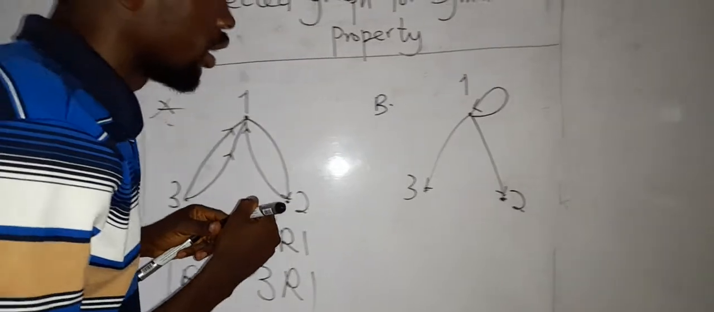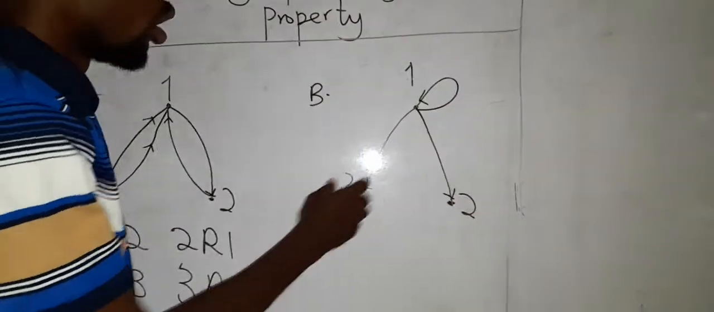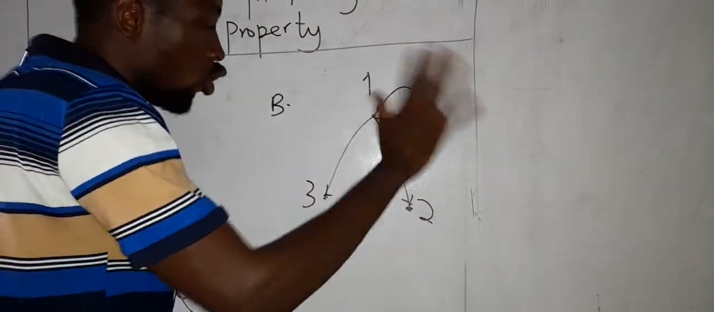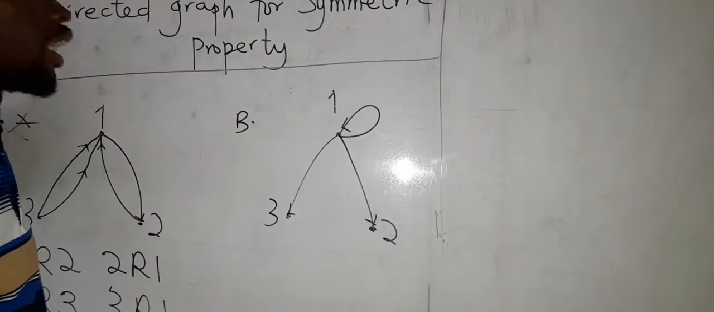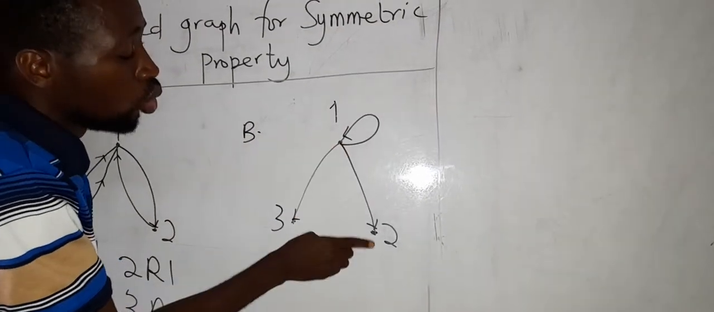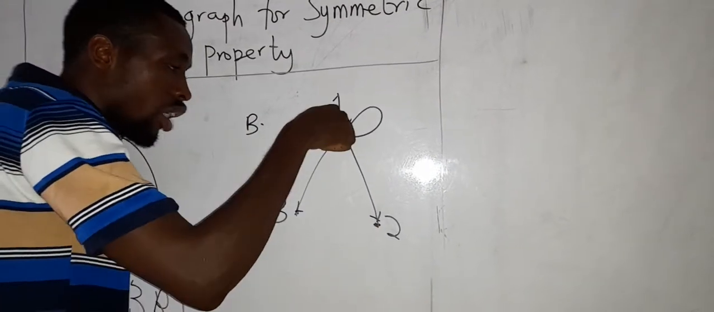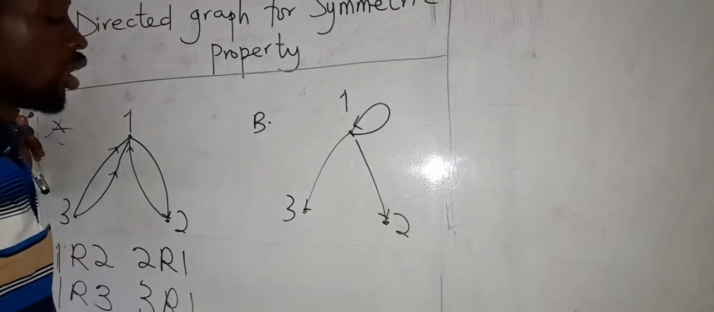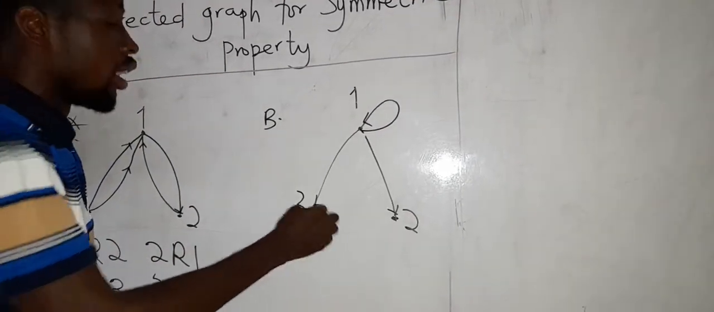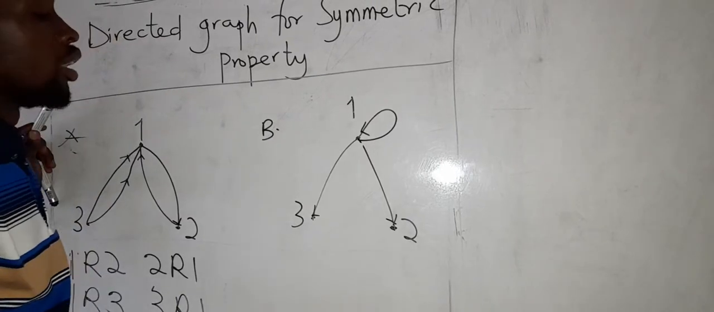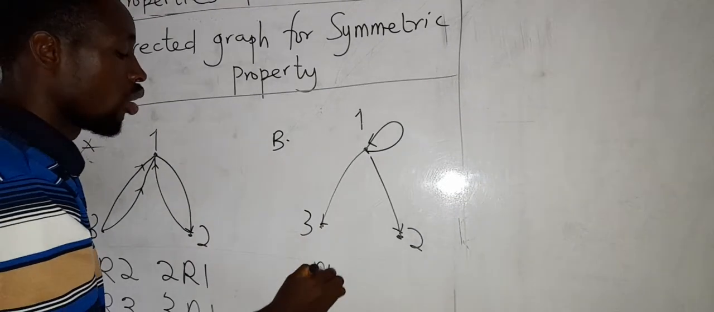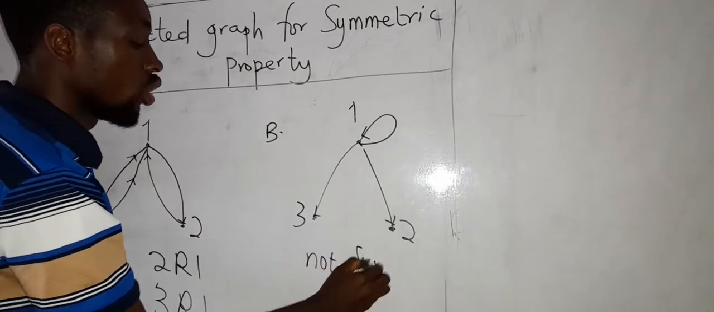Now let's check this one. Look at it. The self loop, I told you, is not all that necessary. See, one relates to two, but two does not relate to one. We don't have the opposite. One relates to three, but three does not relate to one. We don't have the opposite. So this is not symmetric.